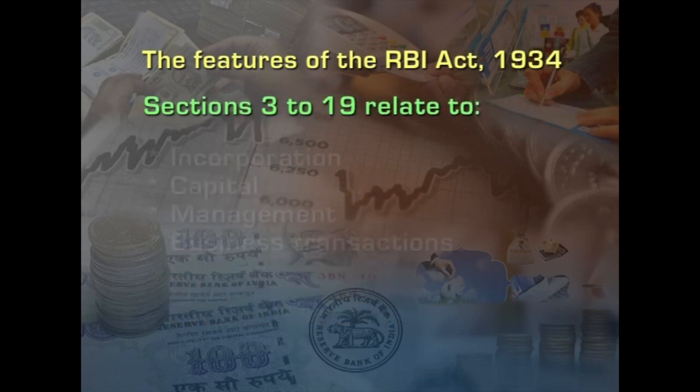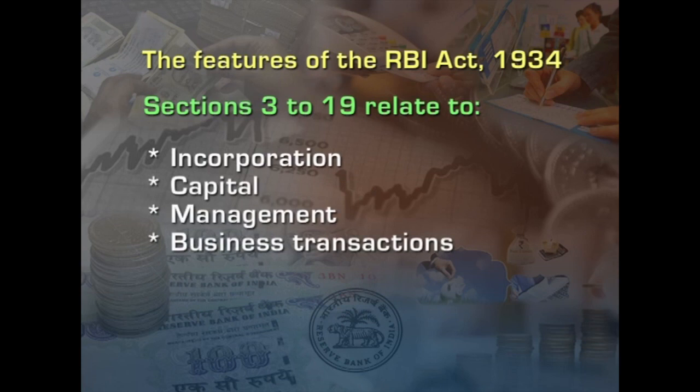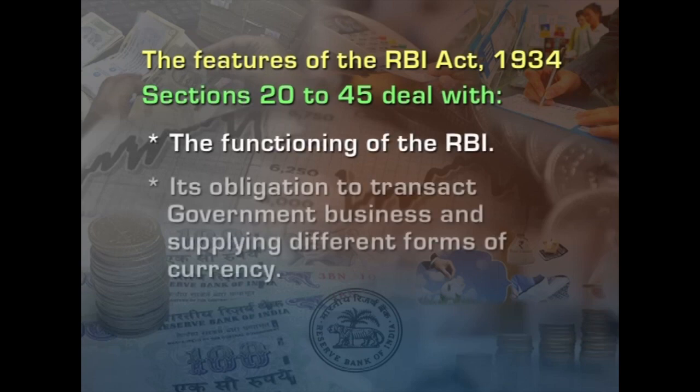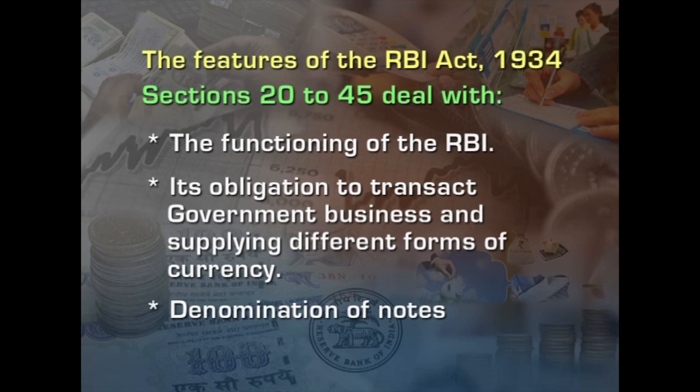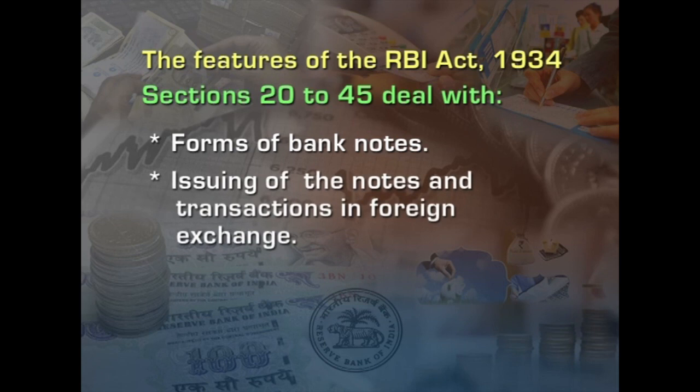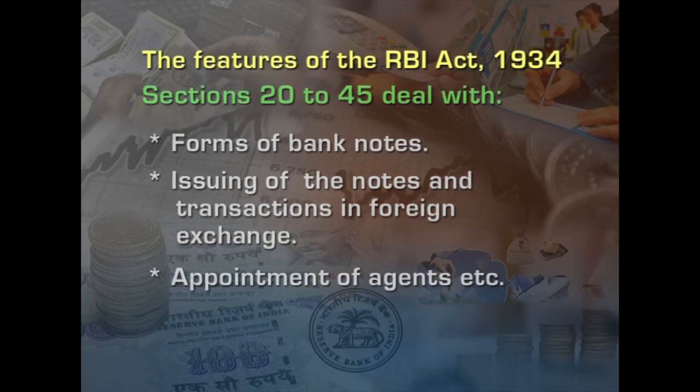Sections 3 to 19 relate to the incorporation, capital management and business transactions of the RBI. It also contains the provisions on the business which the RBI may not transact. Sections 20 to 45 deal with the functioning of the RBI, its obligation to transact government business and supplying different forms of currency, denomination of notes, forms of bank notes, issuing of the notes and transactions in foreign exchange, appointment of agents, etc.